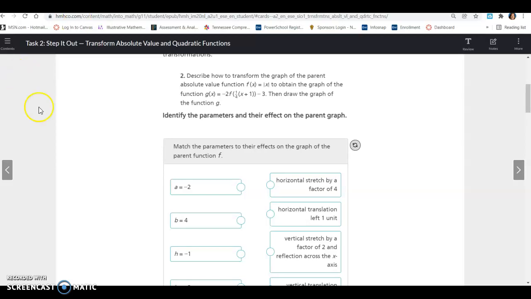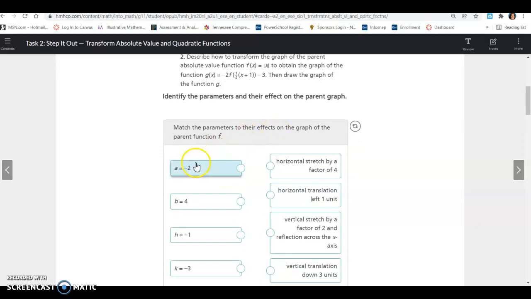All right, so remember, this is your a, this is your b, this is your h, and this is your k. Identify the parameters and their effect on the graph. Match the parameter to each effect. So a is -2, and that's going to be a vertical stretch and a reflection, because it's negative, across the x. b equals 4. That's going to be a horizontal stretch by a factor of 4. Remember, this is 1 over b, so b is just 4, not 1/4.